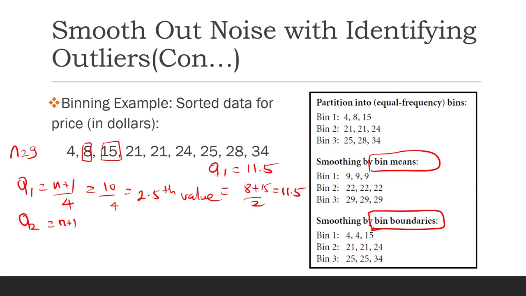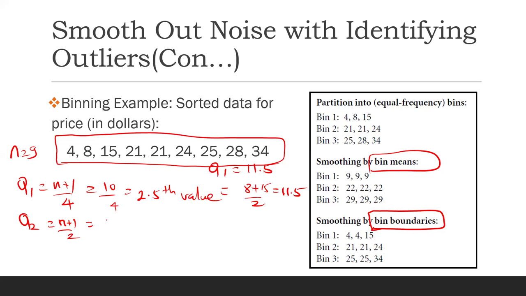I will explain this practically. Just imagine this is your data set, because if we have a huge data set, we can't explain it. First you find Q1, 11.5. Now Q2 is (n plus 1) divided by 2. N is equal to 9, plus 1, 10 divided by 2, fifth value, which is 21. So Q1 is 11.5, Q2 is 21.